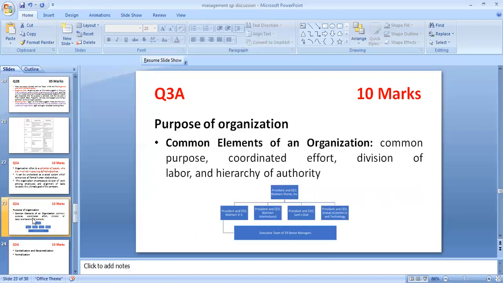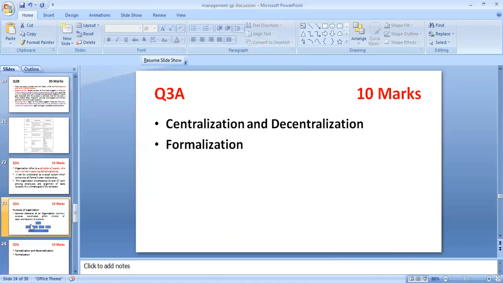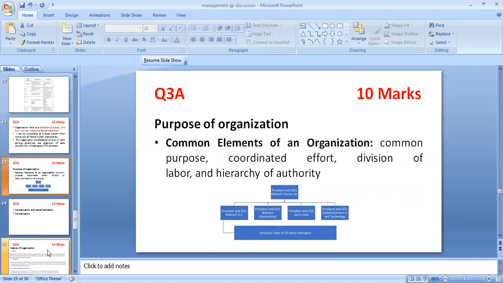The major purpose of an organization is to achieve the common goal, to coordinate all the activities, division of labor, hierarchy of authority, reporting, all those things. Similarly, you have to mention centralization, decentralization, formalization. All these points come under the purpose of organization.